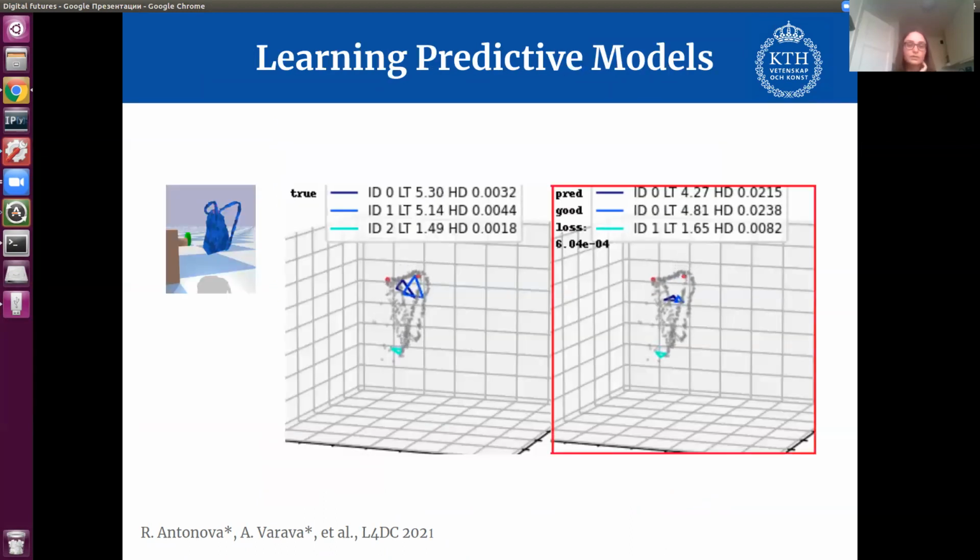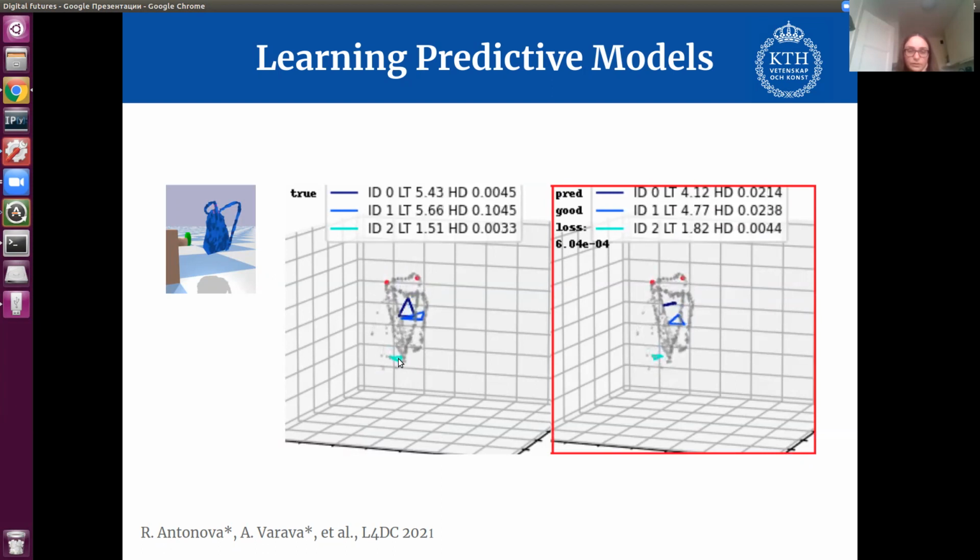And here, we used a purely topological approach to formalize these openings of the objects, so to formalize the shape features and also to extract them. But then, because we also wanted to build a predictive model, we trained a neural network that, given a sequence of observations, predicts how the object will deform in the future. So what we can see here is this example of a bag that we're putting on a hook.